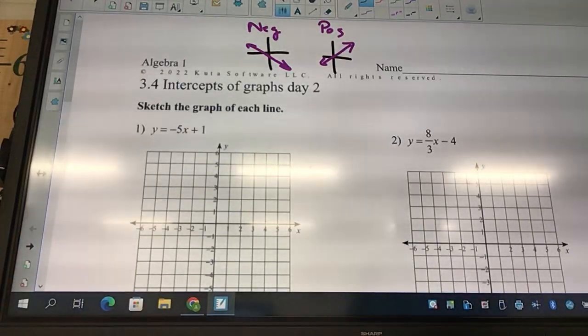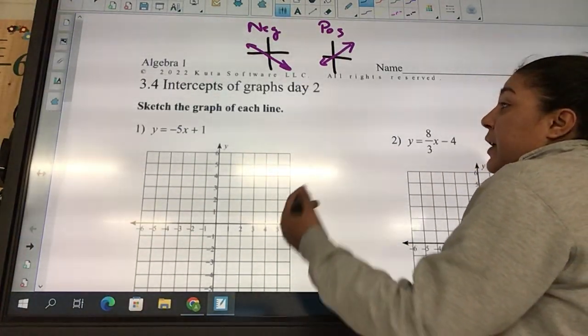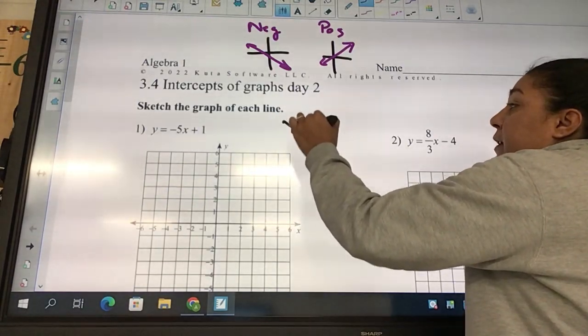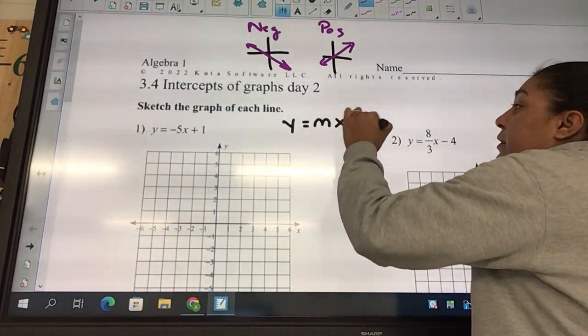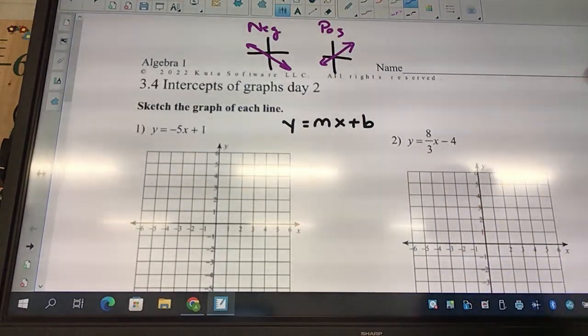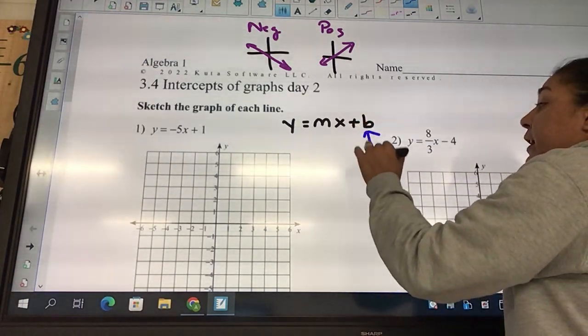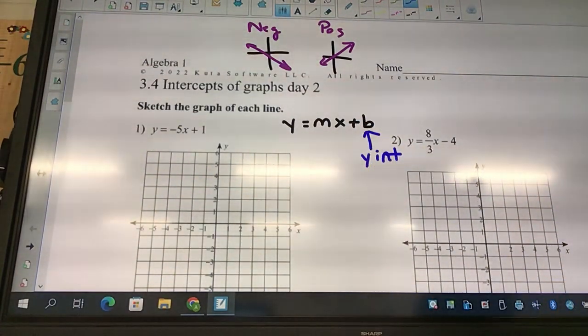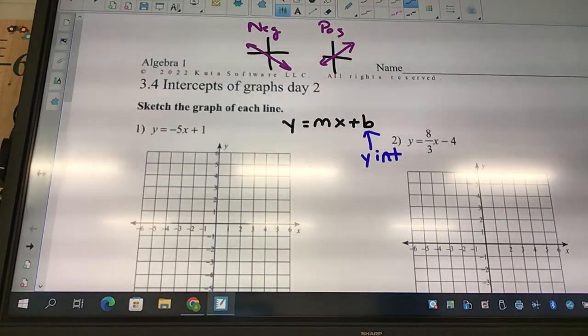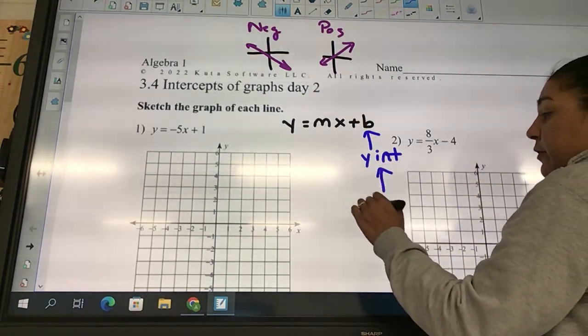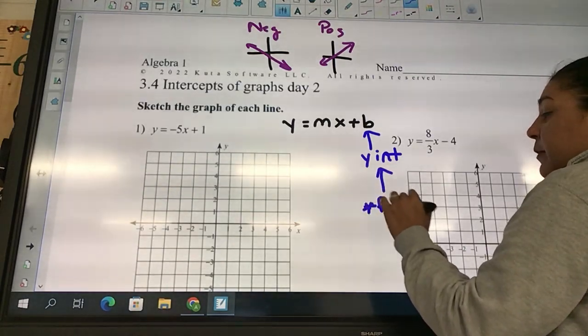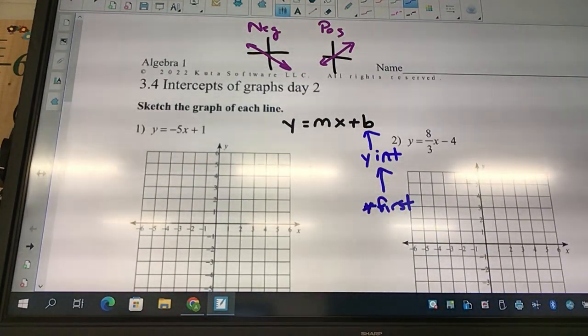These have to be in slope-intercept form in order for us to graph them. That means they need to look like this, y equals mx plus b, meaning that the y has to be by itself. The b stands for the y-intercept, and we talked about that yesterday. Is that this line or this line? That's this one. That's the y-intercept, and we graph this one first. So this one has to be graphed before you can do anything else.